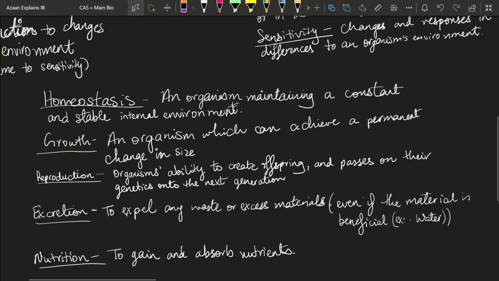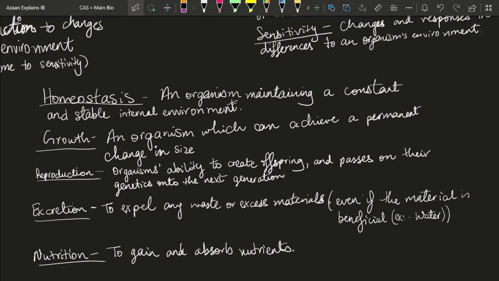Growth simply refers to any organism which can change their permanent size. Reproduction refers to creating offspring, which helps them to pass on their genetics to the next generation.